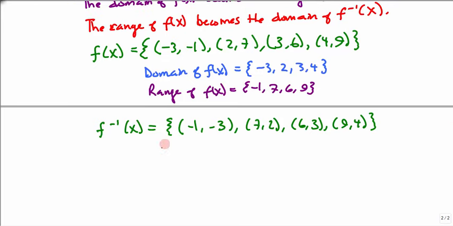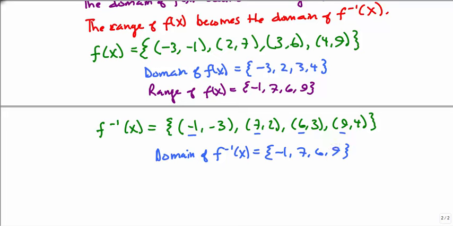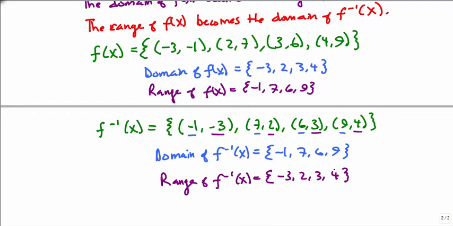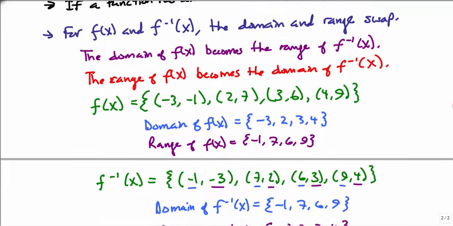So the domain of my inverse would be these values, -1, 7, 6, and 9. And then we could also talk about the range of the inverse would be these y values, -3, 2, 3, and 4. So again, this is an example of how the domain and the range swap. Now we're making a list of characteristics of a function and its inverse.